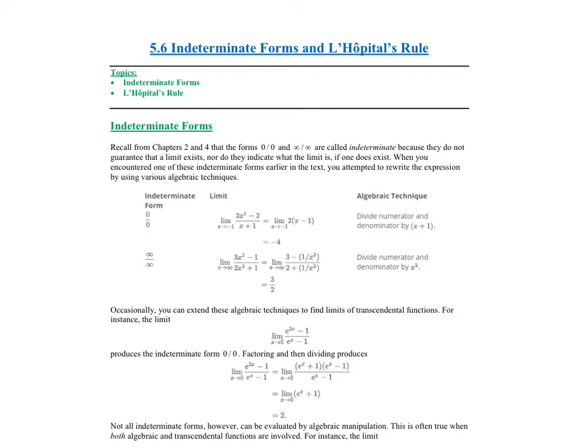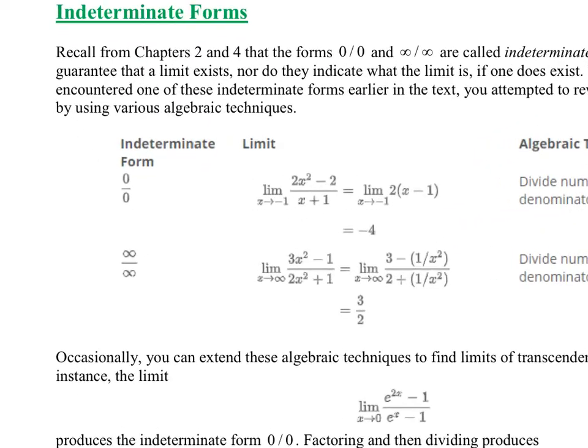Section 5.6 is on indeterminate forms in L'Hopital's rule. So we're going to remind ourselves what indeterminate forms were, and then we're going to learn L'Hopital's rule and learn why it's such a beautiful rule and how it can help us determine indeterminate limits. So we are actually taking a step back to our first chapter now, which was on limits, and we used to evaluate some of the limits and then had some issues trying to do it.